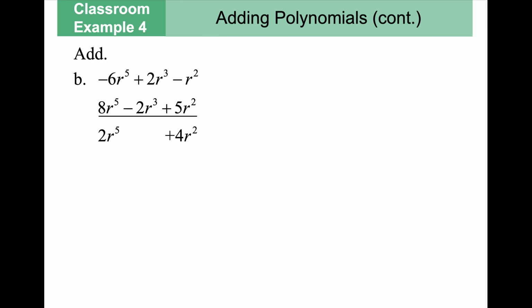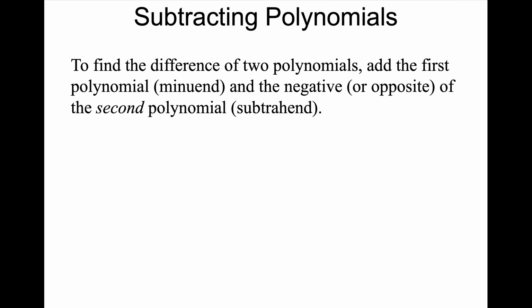Same thing here, it just looks different. I'm going to add my like terms. So here I have my like terms. So I have negative 6 plus 8 is 2. Positive 2 minus 2 is 0. And I have negative 1 plus 5r. So it's just writing it vertically instead of horizontally. There's no new math happening here.